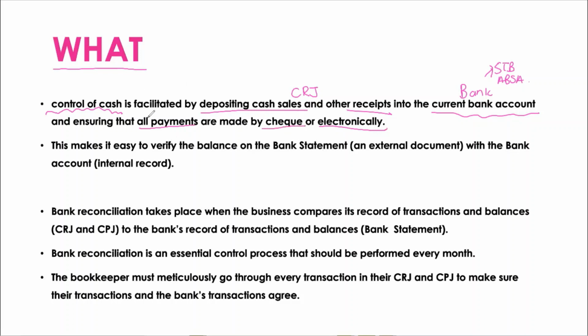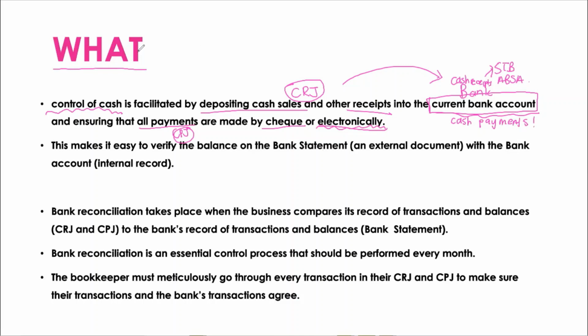Okay. So to sum this up, to control the cash in their business, they take all the cash they received in the day. So this they'll record in the CRJ. They deposit it into the bank account. They also make their payments, as seen in the CPJ, through their bank account. So the bank account essentially records all the receipts of the business, all the cash receipts of the business, and it also records all the cash payments of the business.